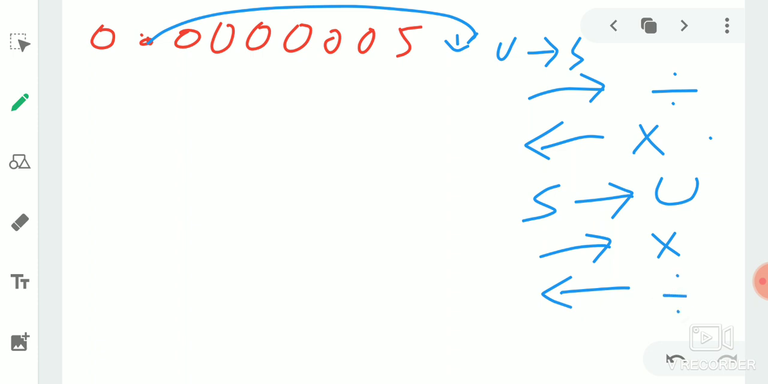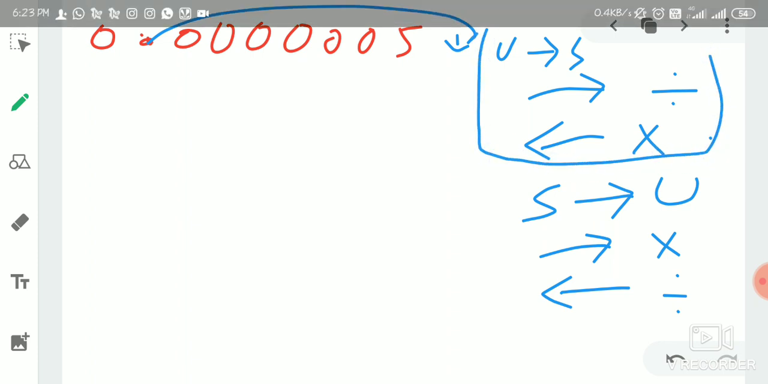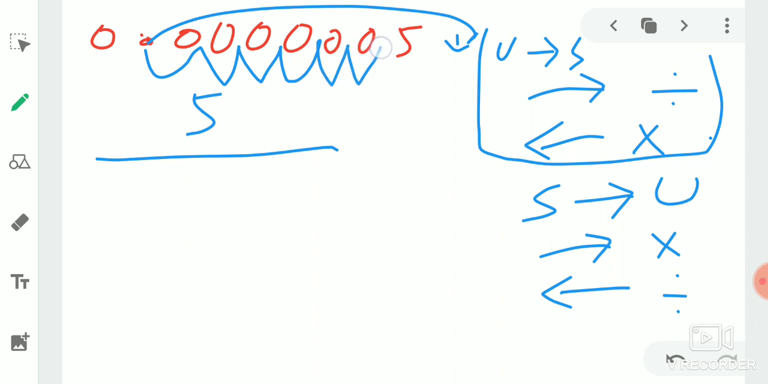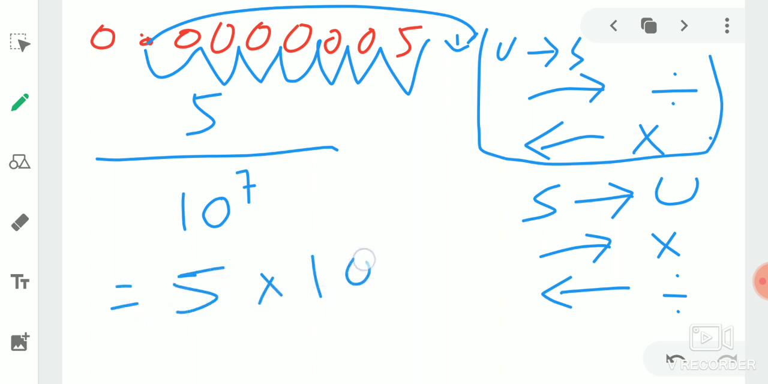Here we have to do right shifts. Usual to standard, we take right shift, so we divide. We can write it as 5 divided by how many shifts I have to make: 1, 2, 3, 4, 5, 6 and 7. So I can write 10 raised to power 7, or I can write it as 5 multiplied by 10 raised to power minus 7.